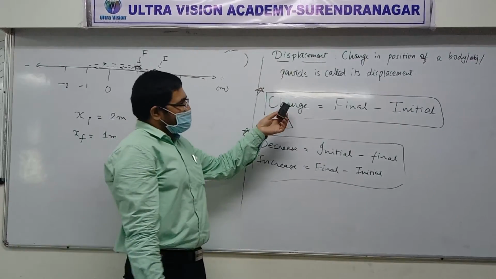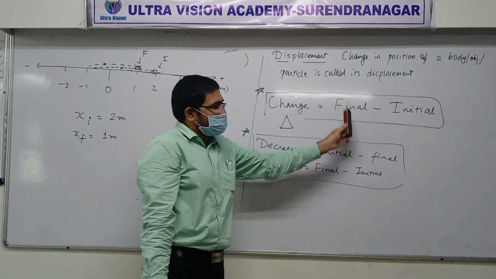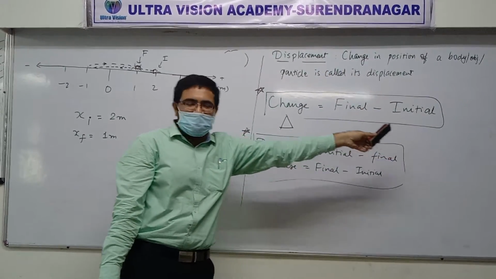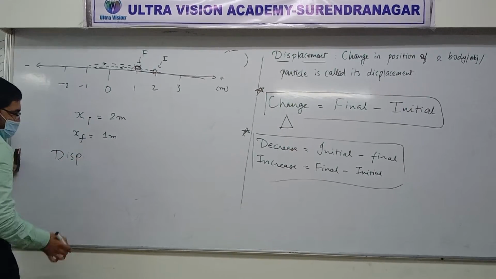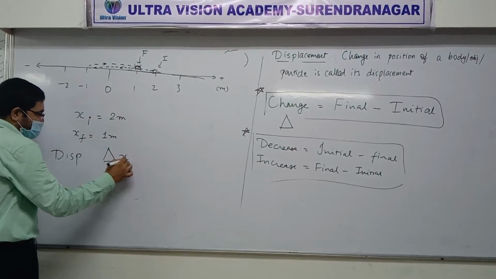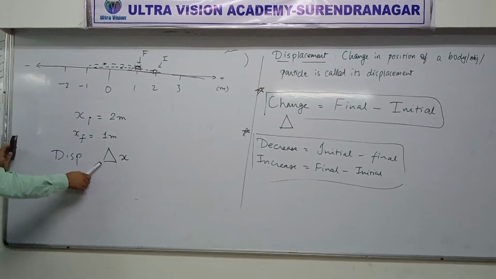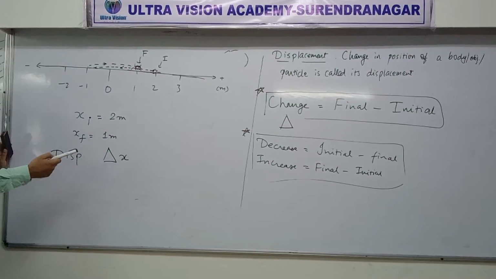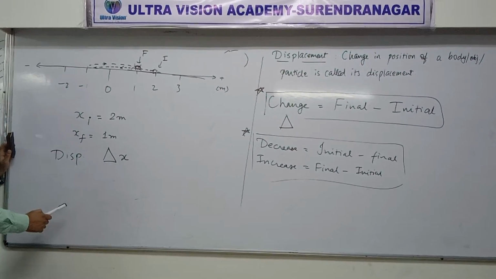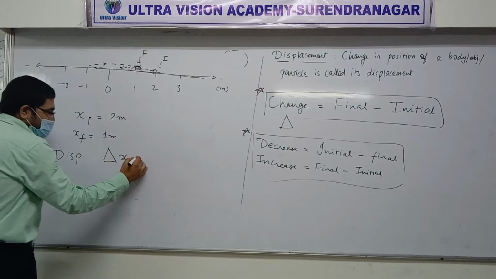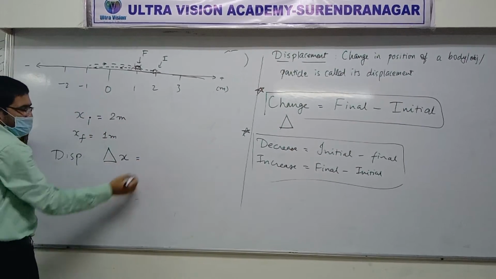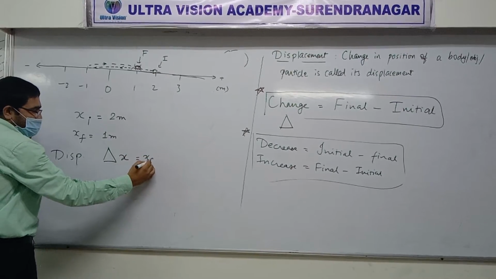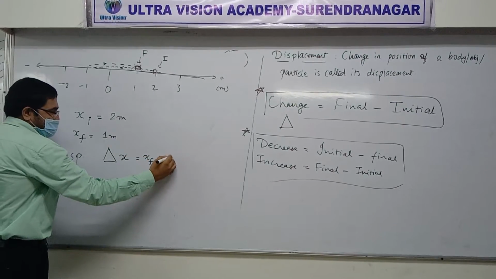So displacement is change of position, that is final position minus initial position. So delta x, which is displacement. So here is the formula of displacement. Delta x. Why delta x? Change in position. Clear or not clear? Yes. Is equal to... Minus. So what should I write? X F minus. Very good.